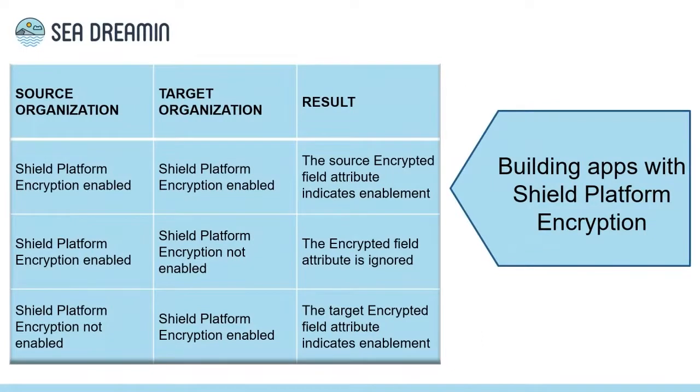If the source is Shield enabled and the target is also Shield enabled, then the field attribute indicates enablement. If the source is enabled but the target is not enabled, the encrypted field is ignored. If Shield Platform Encryption is not enabled in the source org and it is enabled in the target org, then you will have some issues.